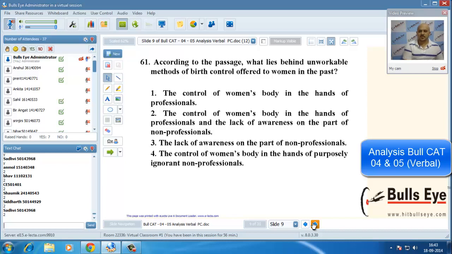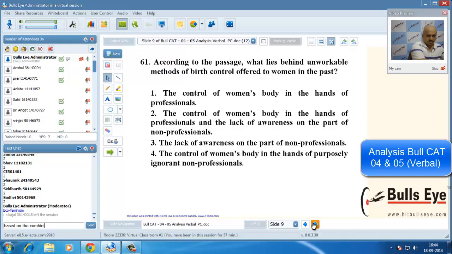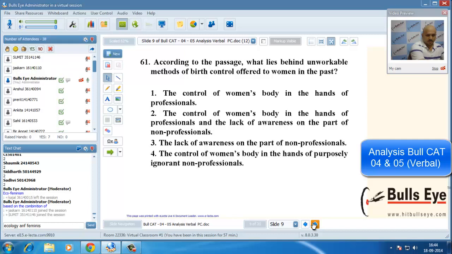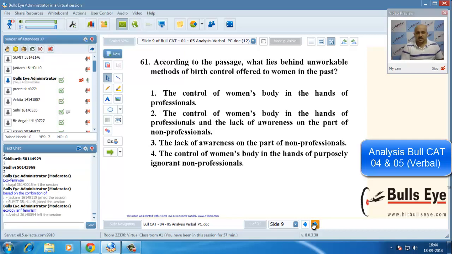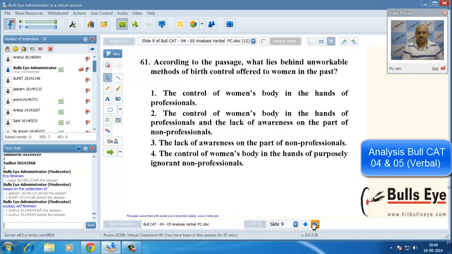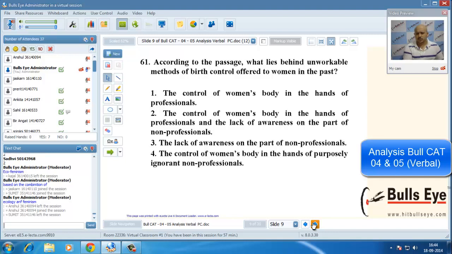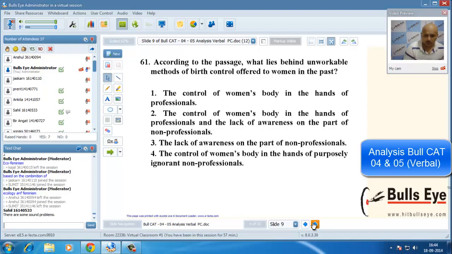This passage is based on the topic of ecofeminism. This topic, this is another ism that we are talking about. The topic is ecofeminism. Ecofeminism is based on the combination of ecology and feminism. Feminism is a very, very popular movement. It took ground in France in the 1960s. It's another thing that you should definitely explore.